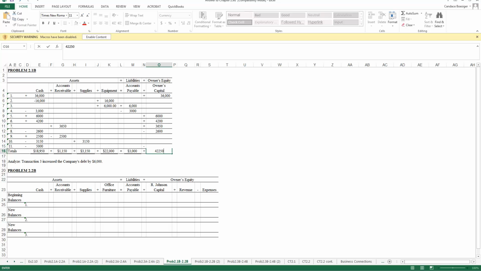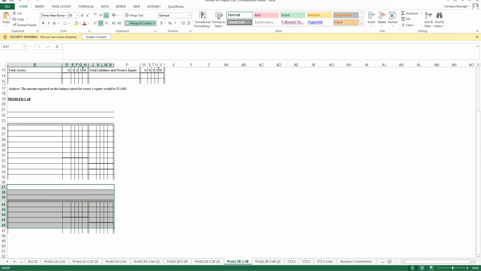Okay, so now we are going to move on to problem 2.2b. And I apologize, I misspoke. We are moving on to problem 2.4b, and that is located on page 47 in your textbook.